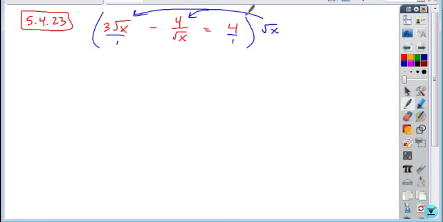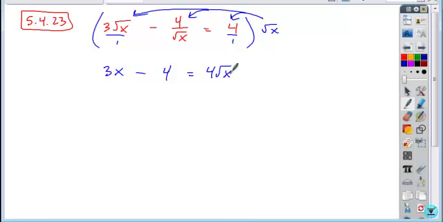So I'm going to multiply every individual term on each side of the equation by root x. When I do that, I get 3 root x times root x is just x. Minus here, the root x cancel, so I'm left with the minus 4. And on the far right, there's nothing that cancels, so I do get 4 root x.